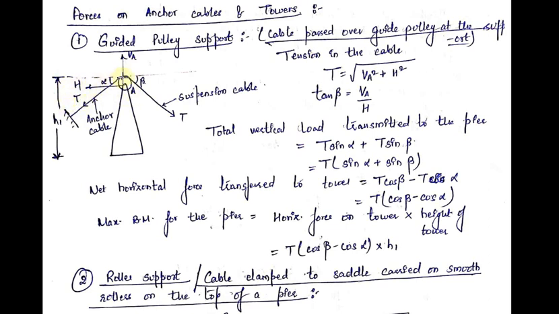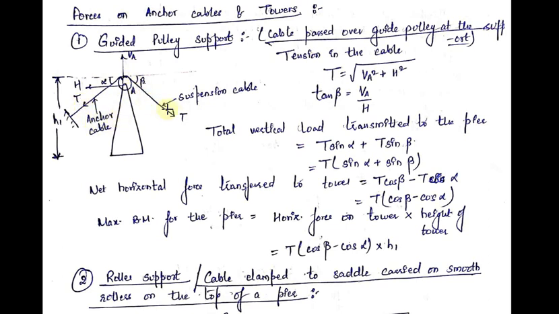Observe this. This whole cable is transferred over this tower, passing through this guided pulley. So, whatever amount of tension is produced in the suspension cable, the same amount of tension is also produced in the anchor cable, because the cable is going as a whole over the guided pulley system. So if capital T is the tension produced in the suspension cable, the same tension capital T will be produced in the anchor cable.